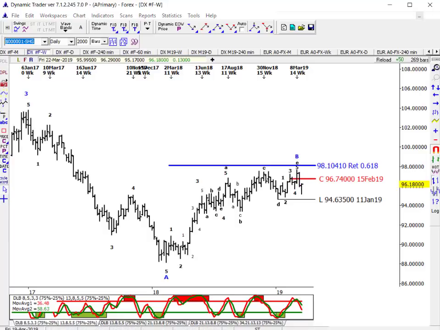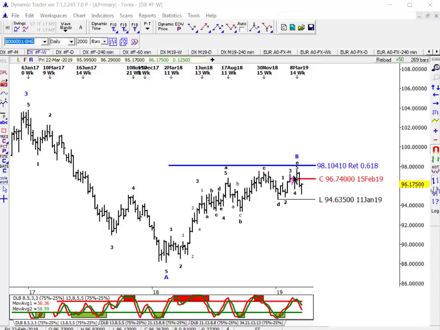So why is that important? It's important because once this section is complete, the higher time frame section going back to the February 2018 low should be complete. It also gives us another really important pattern signal, and that is coming up from the January low.